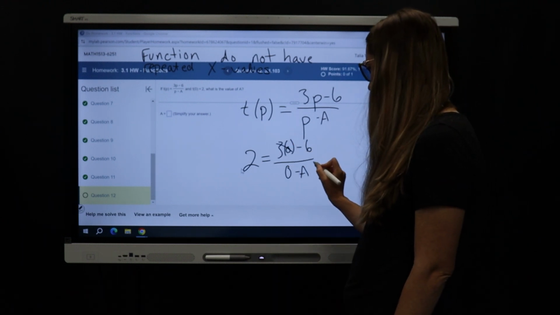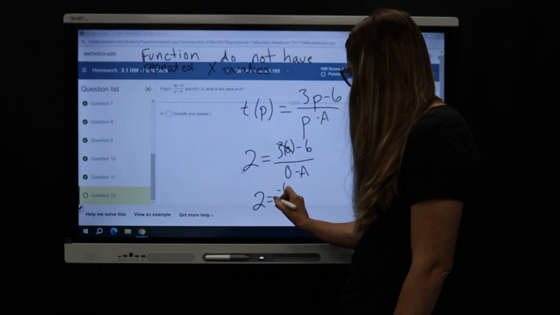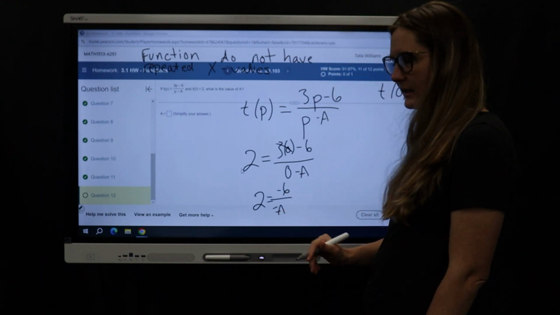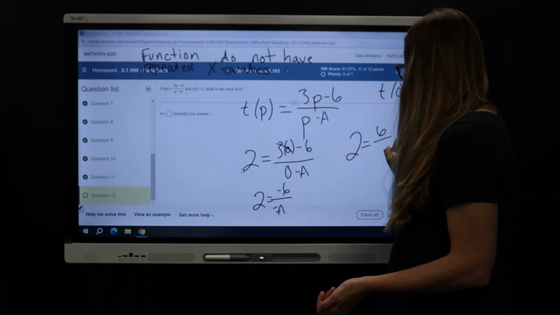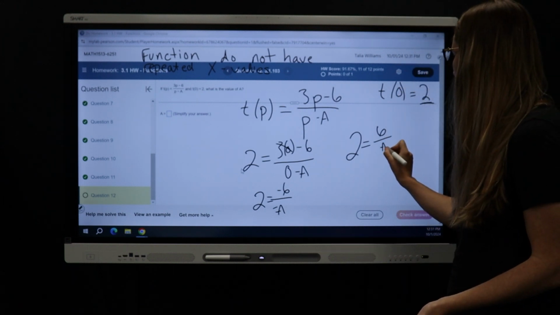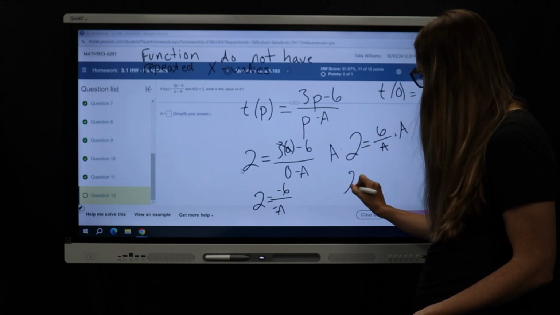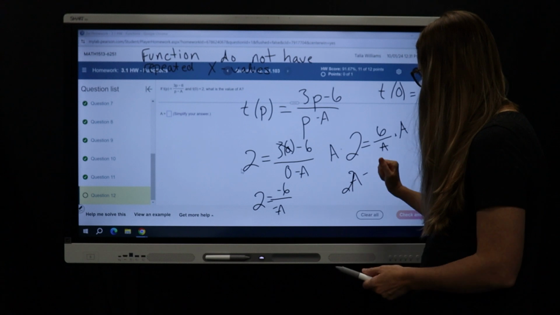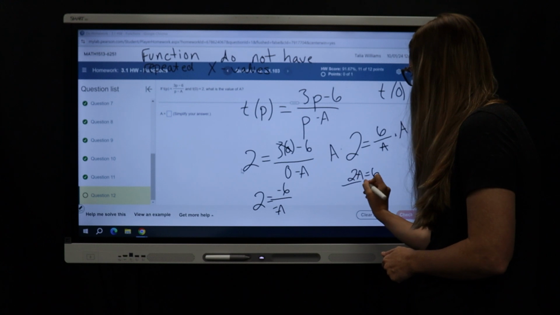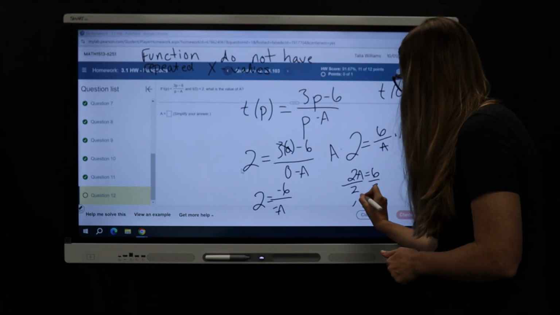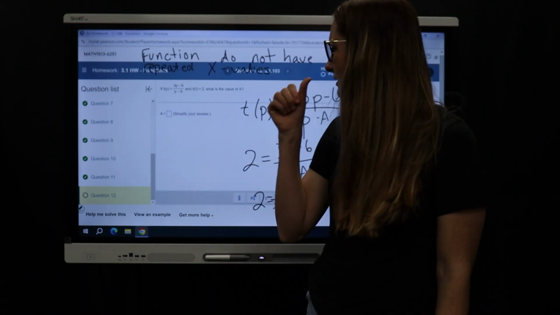0 times anything is 0, so let's just rewrite this real quick. 2 equals negative 6 over negative a. Negative divided by a negative is positive, so we have 2 equals 6 over a. Now I need to solve this for a, so I'm going to multiply by a on both sides. So now I have 2a equals 6, and then we divide by our 2. So a equals 3. Didn't the last one equal 3 too? No, it was negative 11.